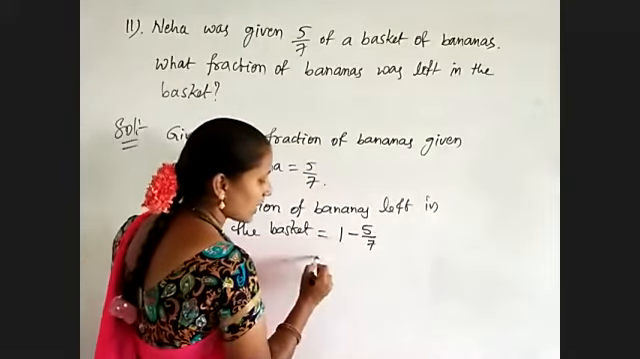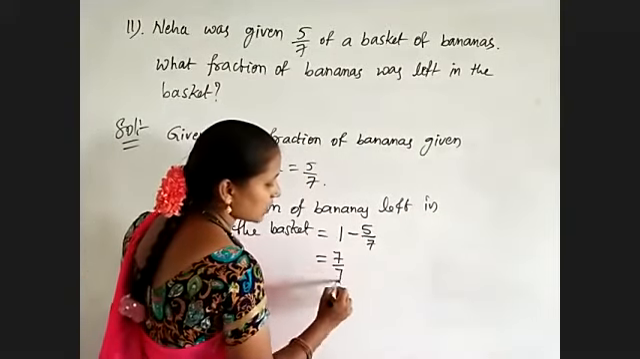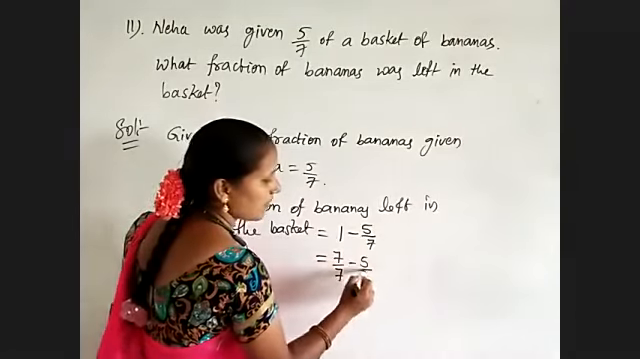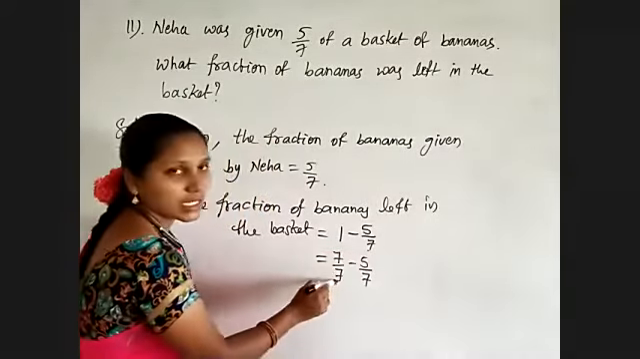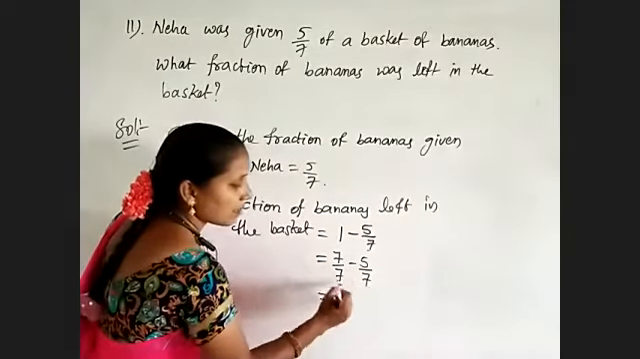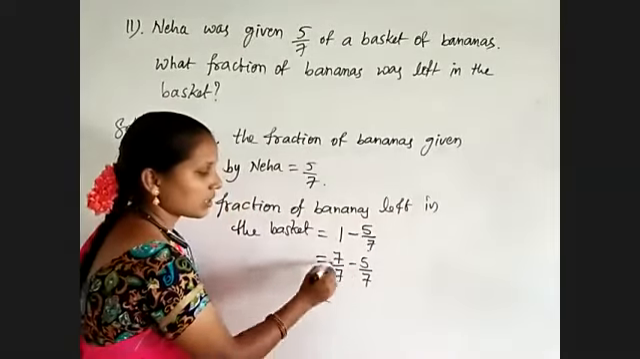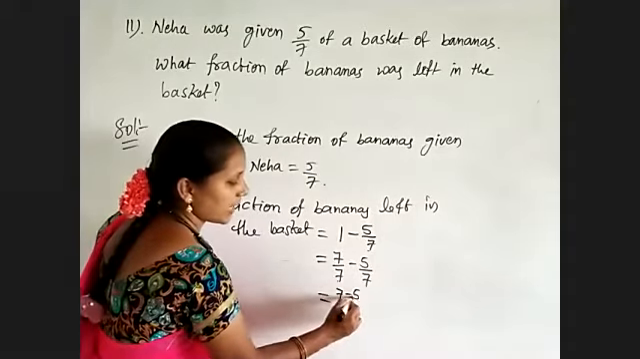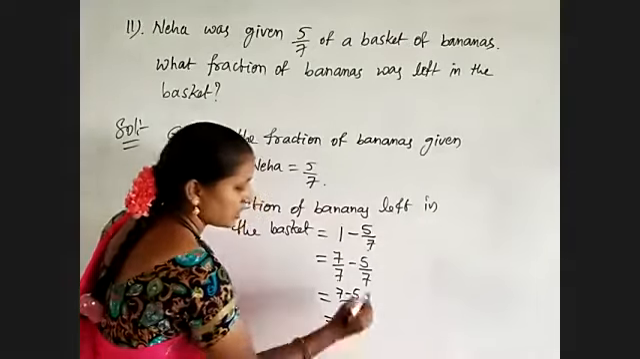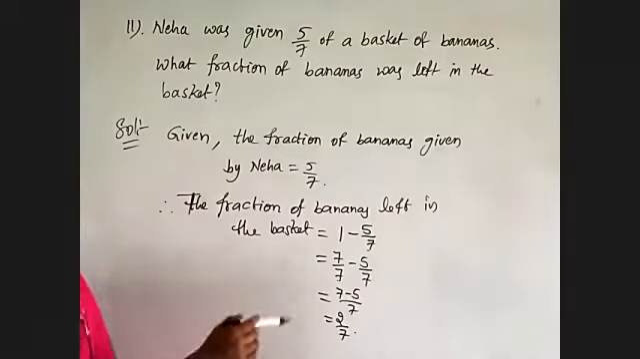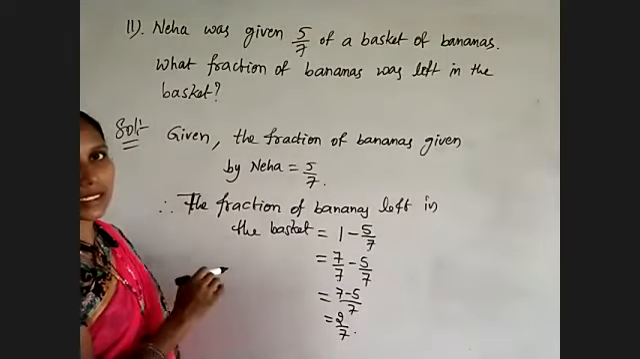So this 1 we can write as 7 by 7. Yesterday also I have told you. 7 by 7 minus 5 by 7. Because here the denominator we have is 7, I am writing it as the common denominator. Then the difference between like fractions is equal to the difference between the numerators over the common denominator. So 7 minus 5 is nothing but 2 by 7. Means 2/7 of bananas were left in the basket.